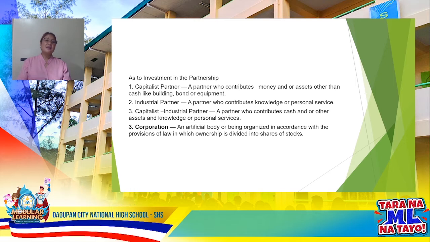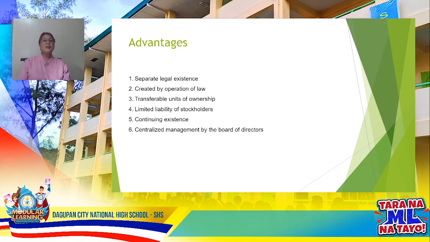So let's take the last form of business organization, the corporation. It is an artificial body or being organized in accordance with the provisions of law, in which ownership is divided into shares of stocks. There are six advantages. The first one is separate legal existence. Second, created by operation of law. Third, transferable units of ownership. Fourth, limited liability of stockholders. Fifth, continuing existence. And sixth is the centralized management by the board of directors.